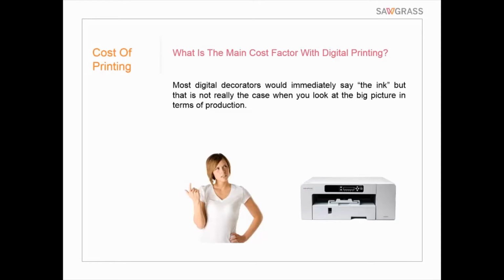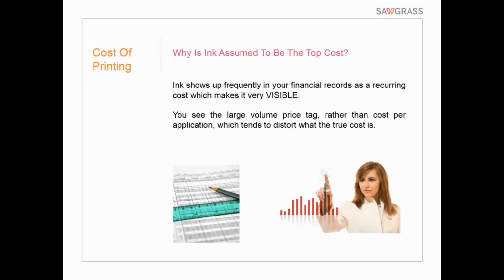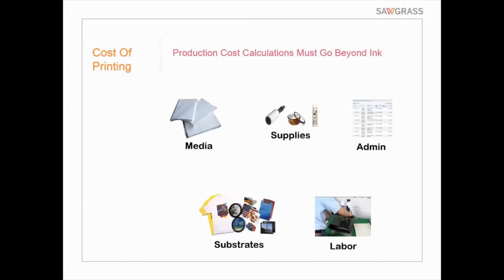So let's look at some examples here. As I was saying, the ink always looks to be the cost, because if you look down at your spreadsheets, if you're keeping spreadsheets on your business or QuickBooks or whatever, you're looking at what that expenditure is rather than the application cost. So you really want to look deeper to understand how it all works, okay? Because you have many other things going on. You have media, which is paper, of course. You've got different supplies, consumable supplies that you use up. You have a tremendous amount of admin cost, and people forget that, okay?